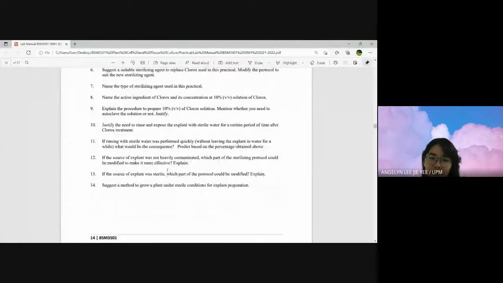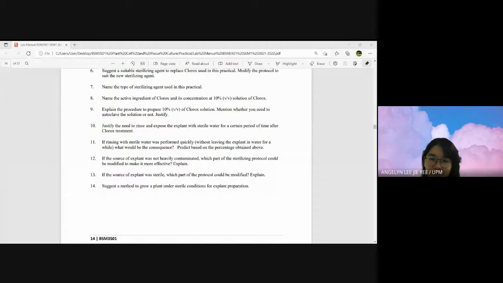For my opinion, if the source of explant is originally sterile already, then I think the explant can be prepared directly. Like we can just directly jump to cutting the explant into small pieces without the previous sterilization, cleaning and rinsing steps, because it is originally sterile already. Then we just maintain the sterile condition of the plant, and if we use other sterilizing agent and disinfectant, it will damage the structure of the plant also. So I think we can just proceed until the cutting process.